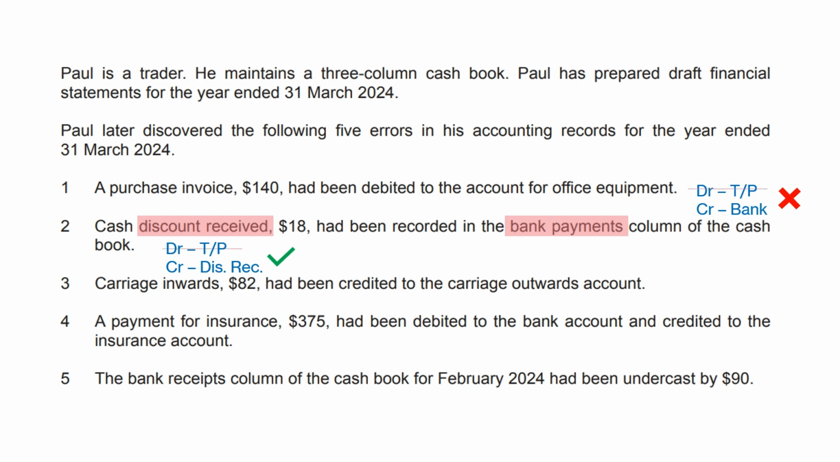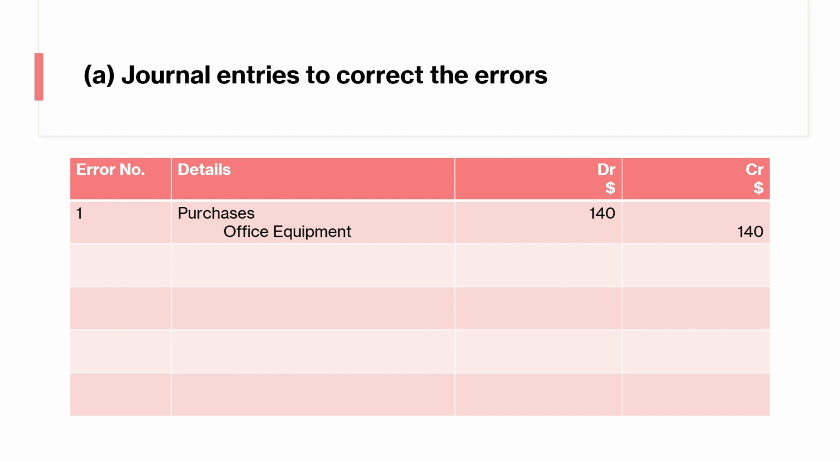So you can ignore the debit entries because you have passed the right entry for that. But you have to get rid of the credit entry made to the bank account. And to do that, you have to debit the bank account and you have to credit discount received, because we have to increase income by $18. So error number 2, debit bank 18, credit discount received 18.